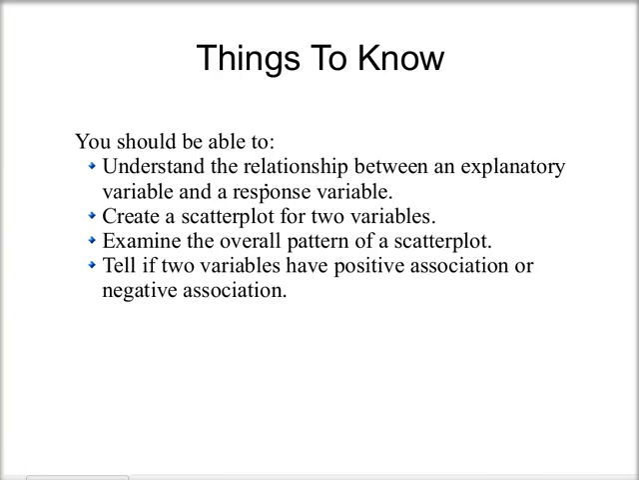Things you should know for this section. You should be able to understand the relationship between an explanatory variable and a response variable. So an explanatory variable explains a response variable. You should be able to create a scatter plot for two variables and then examine the overall pattern of the scatter plot and also tell if two variables have a positive association or negative association by looking at their scatter plot.